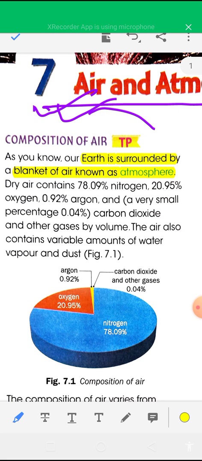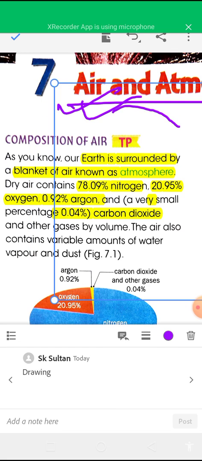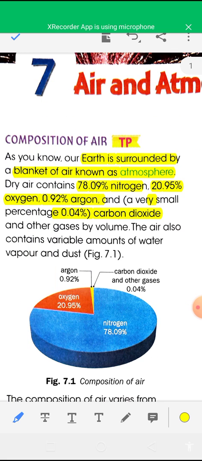Now see the composition of air. I have told you air is a mixture of different gases. In air, dry air contains almost 78.09% nitrogen, 20.95% oxygen and 0.92% argon, and a very little percentage, 0.04% carbon dioxide and other gases by volume. The air also contains variable amounts of water vapor and dust particles. So this is the composition of air.